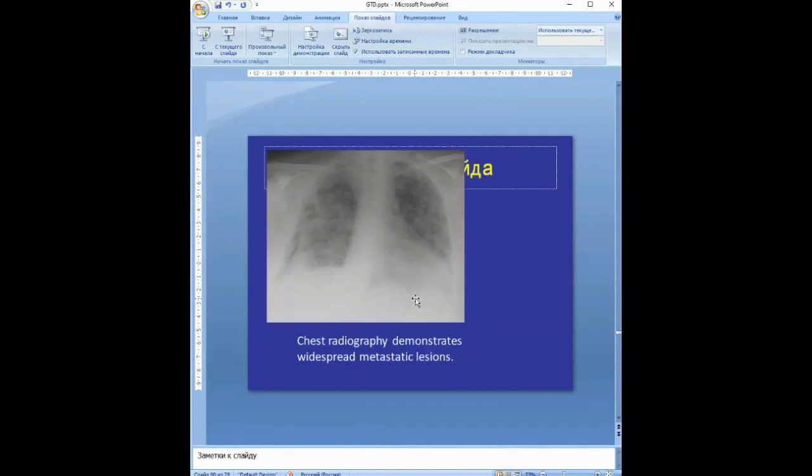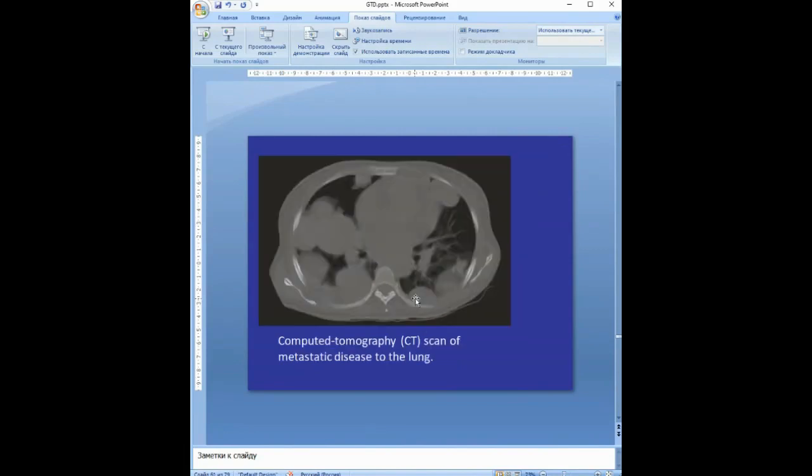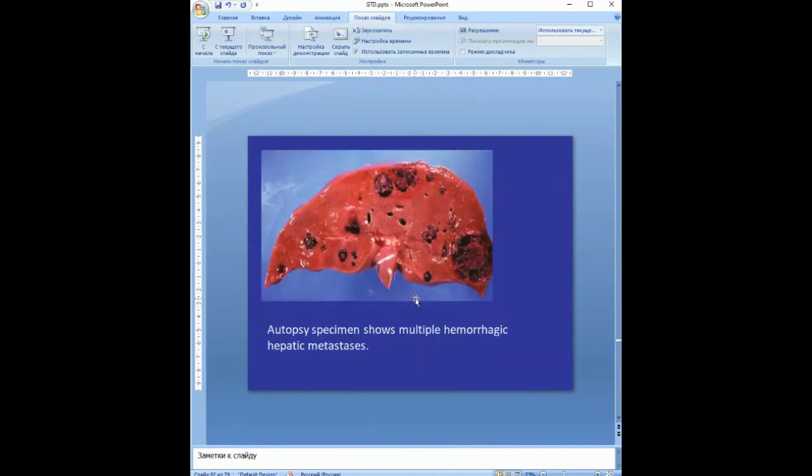In this picture, chest radiography also demonstrates widespread metastatic lesions. Computed tomography scan of metastatic disease to the lung is in this picture. In this picture, you see an autopsy specimen showing multiple hemorrhagic hepatic metastases. Very dangerous situation.